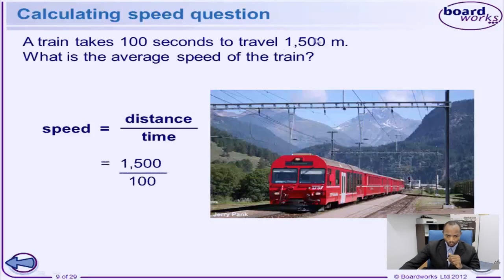From our question, we could bring out the parameters: the distance traveled by this train is 1,500 meters, and it took this train 100 seconds to move this distance. Therefore, the speed will be 1,500 meters divided by 100 seconds, which is equal to 15 meters per second. So the speed of this train is 15 meters per second.